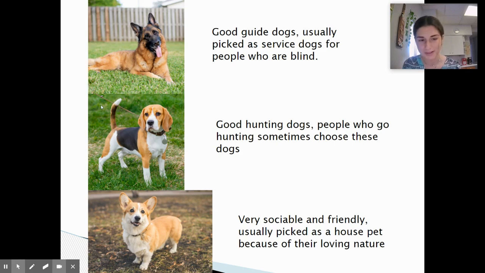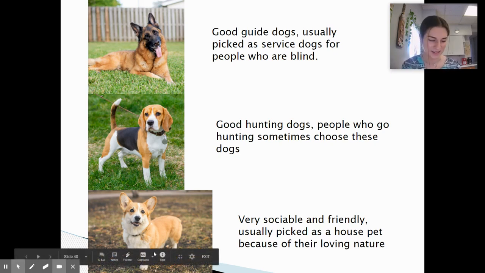Next we have a Beagle. So cute. And these are good hunting dogs. So usually people who like to go hunting will choose these dogs to be their pet because they'll take them on hunting trips. And these dogs will be able to find certain animals or sniff out where they are.